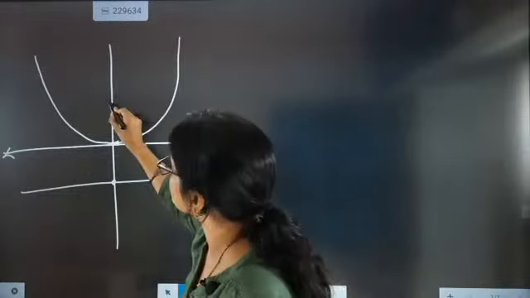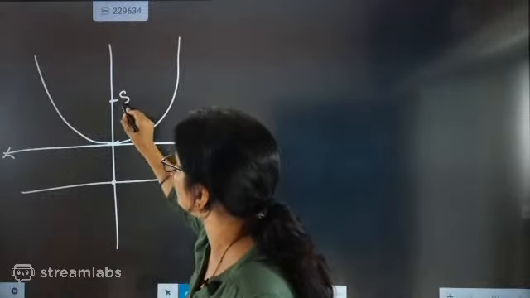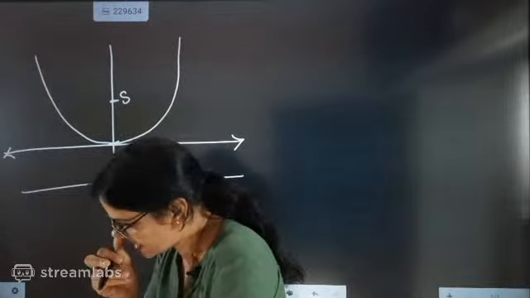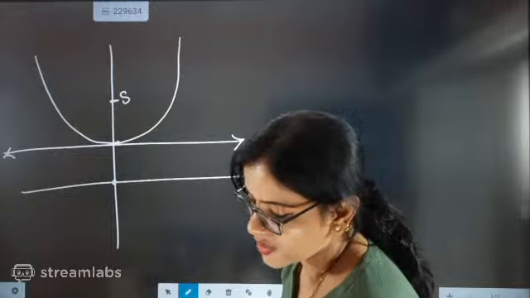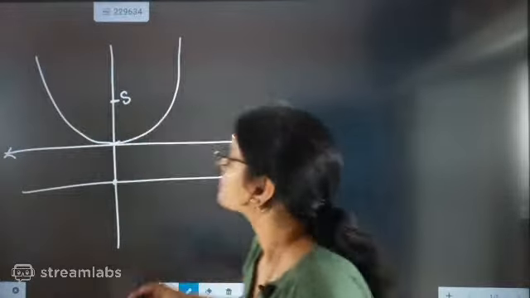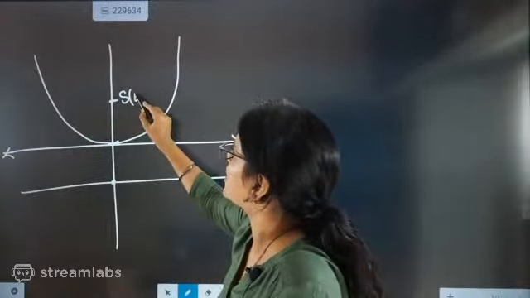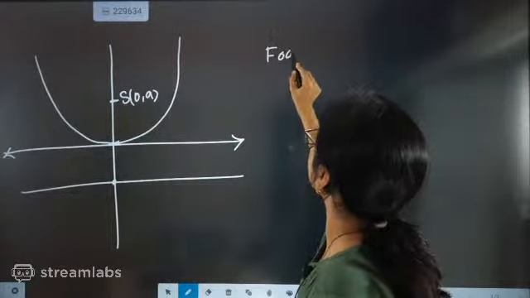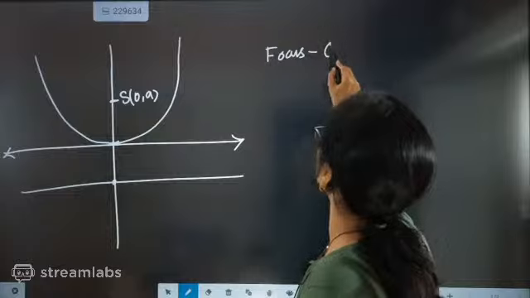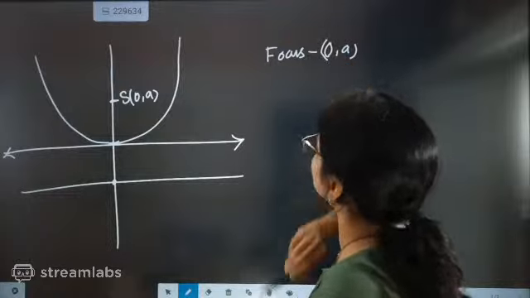So if this distance we are going to take as the focus point, understood? If any doubt is there, ask quickly. Understood? Now look here. So this part will be going as 0 comma a. So the focus is going to be 0 comma a. 0 comma a is going to be the focus.